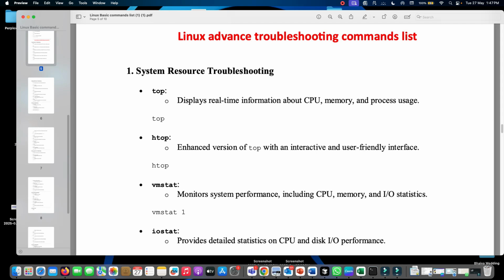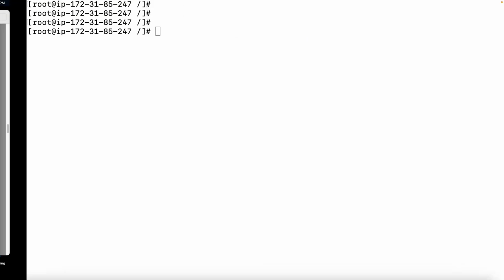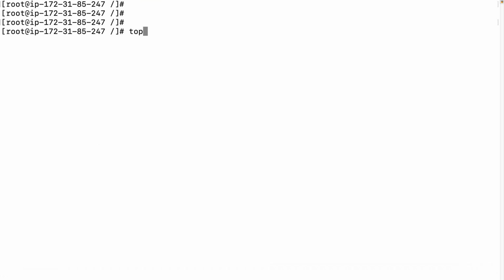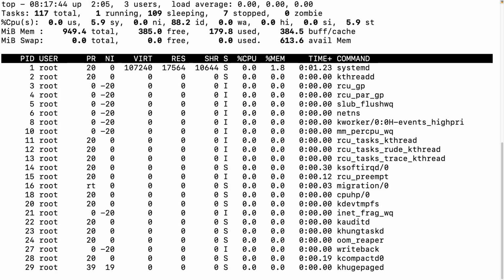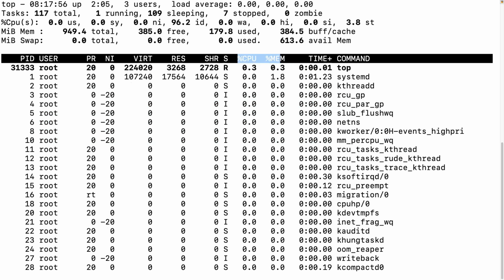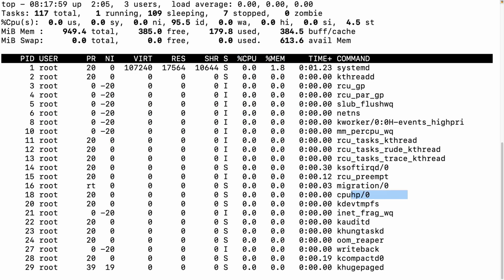First, in the Linux advanced troubleshooting commands we have the system resource troubleshooting. Okay, so we have already seen the top command, right? Display the real time information about the CPU, memory and the process usage. Again, I'll just show you if someone is watching this video directly. If you type the top command, we are getting a lot of information. The main point that we have to talk about is the percentage of CPU, percentage of memory with respect to which process is holding how much percentage of the resources, and which is the command that executed that process.